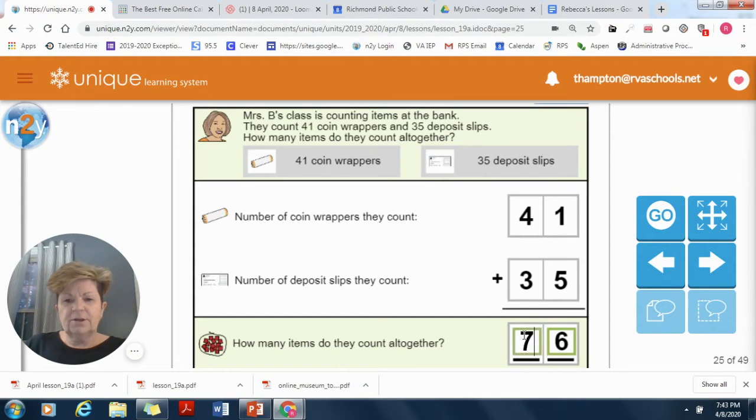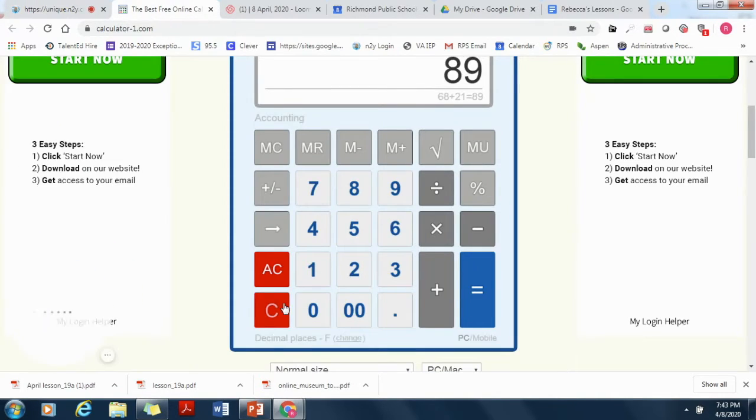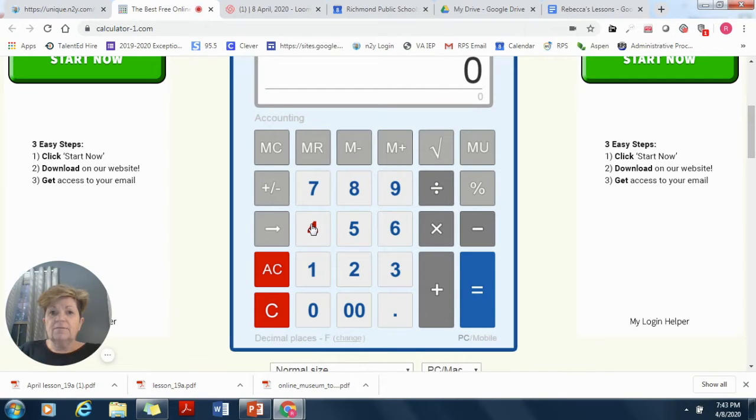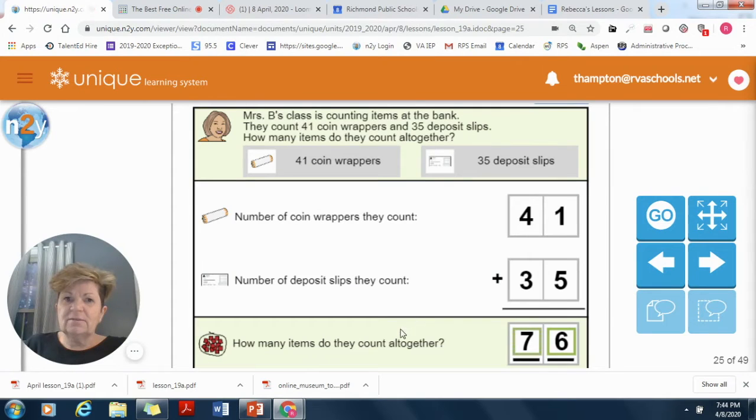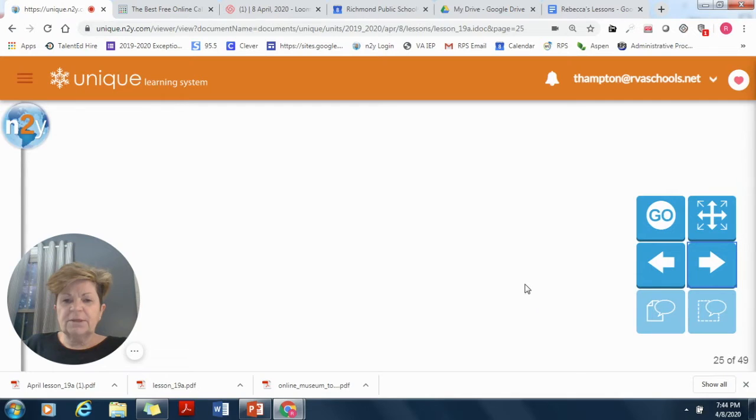7. Very good. So then we always double check it with our calculator, right? So we have 41 plus 35. 41 plus 35 equals, did we get 76? We did. Very good. Okay, let's move to our next one.